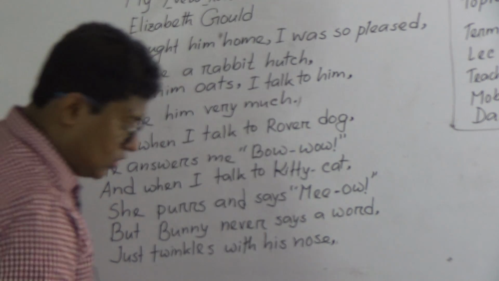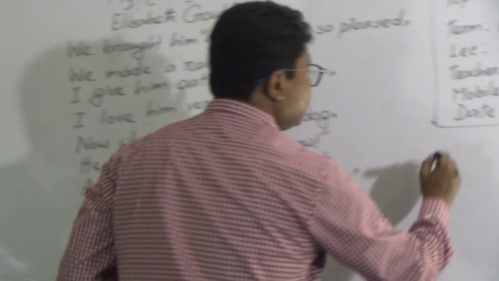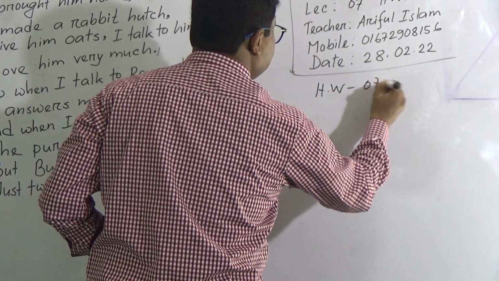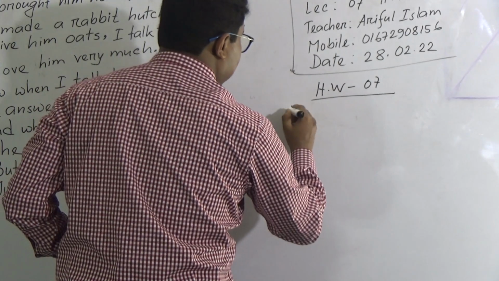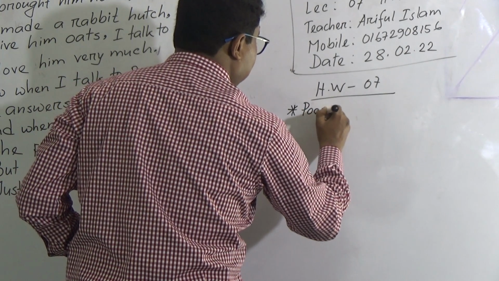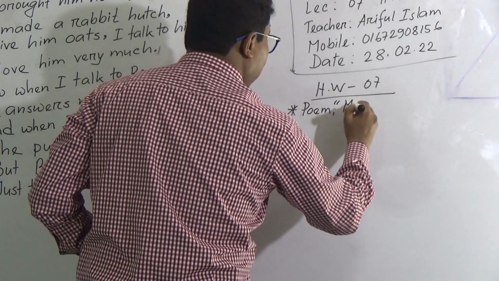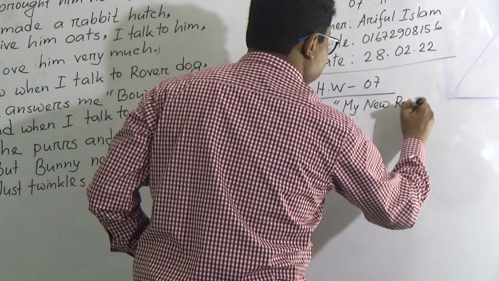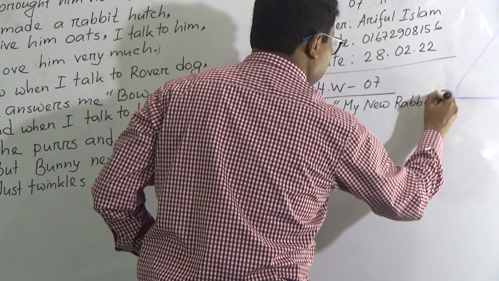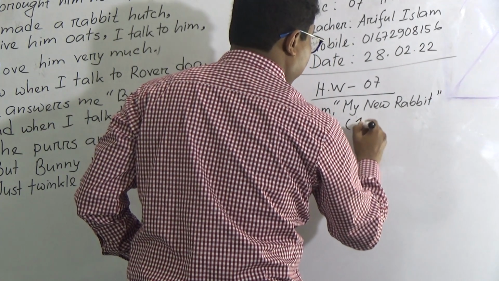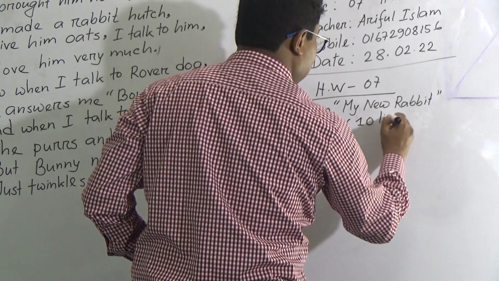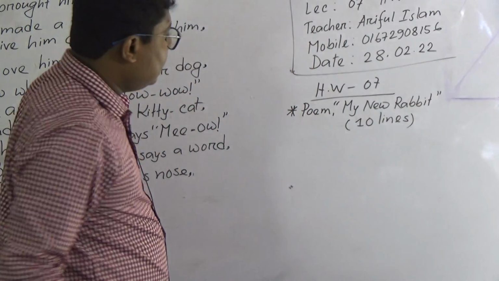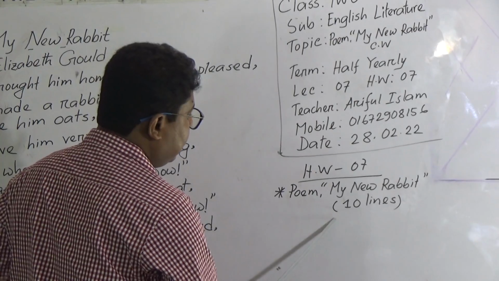Okay, dear students, so your SW will be SW7. SW will be 7. Submit on Saturday. Poem My New Rabbit, ten lines of the poem. So your SW7 will be poem My New Rabbit, 10 lines.